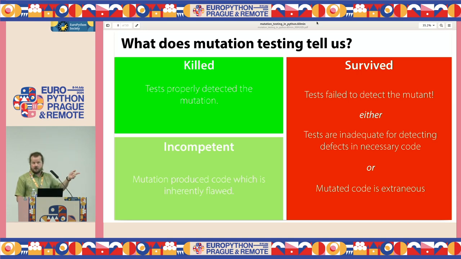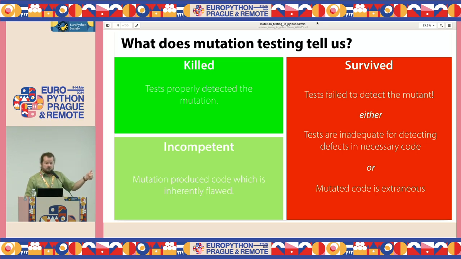Maybe it goes into an infinite loop. That happens a lot. And finally, it could survive, right? So your test suite could pass with a mutation in place, and this is what you're trying to find. This is bad. This means your test suite isn't high fidelity enough to tell you if a behavior has broken in your code.